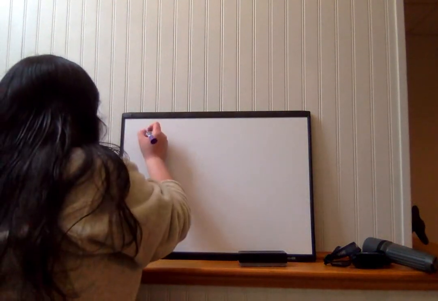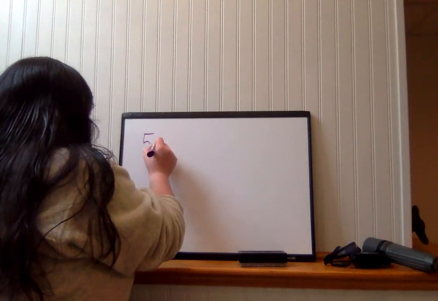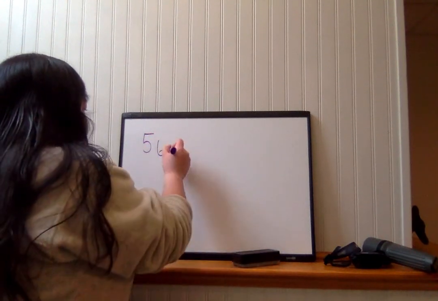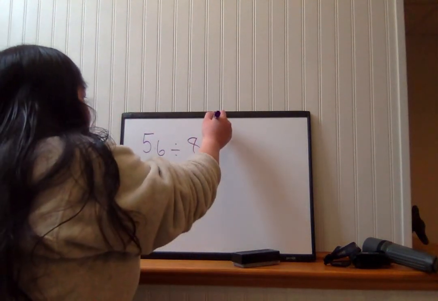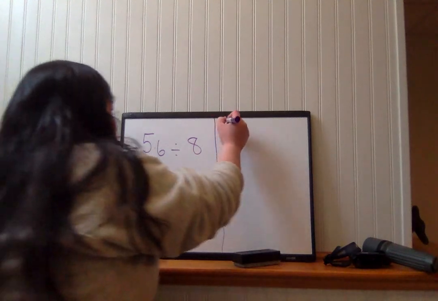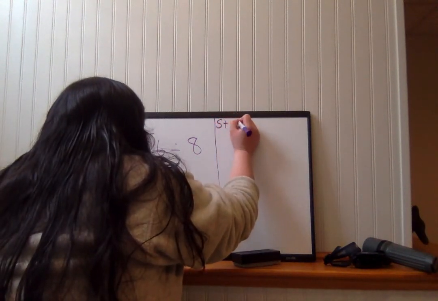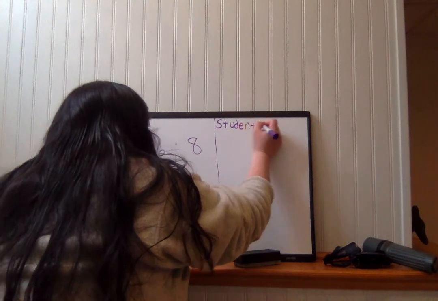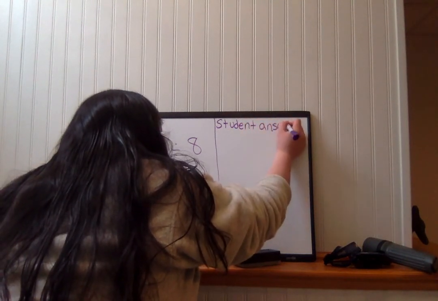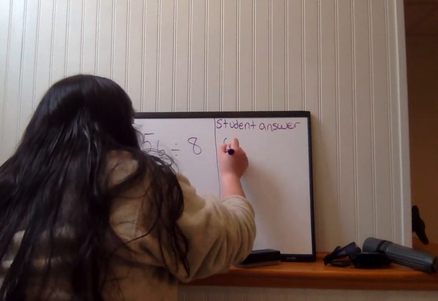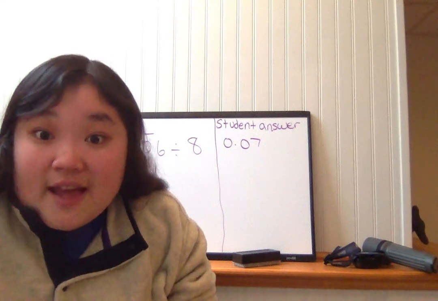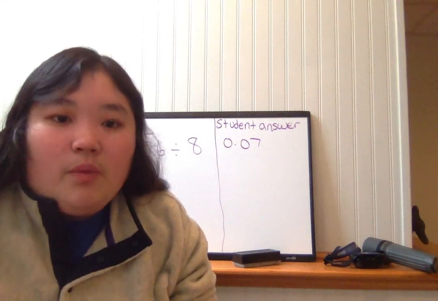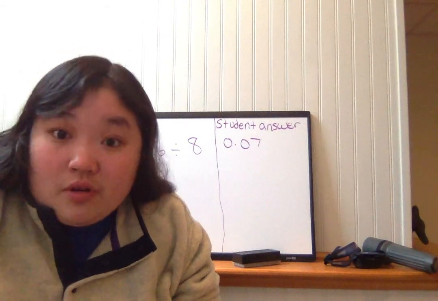So take a look. We have the problem 5.6 divided by 8, right? And then we have something that looks like this. There's a line down the middle, and it says student answer. It says that the student answer is 0.07. And our job is to figure out if that's correct. If it's correct, we keep it there. But if it's not correct, we have to cross it out and put the correct quotient.